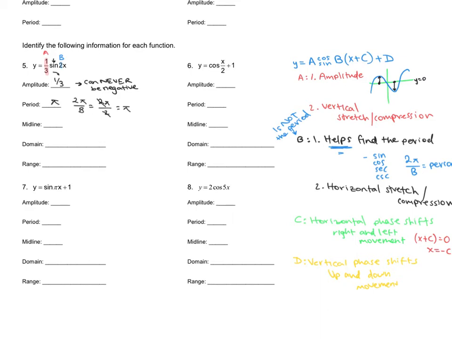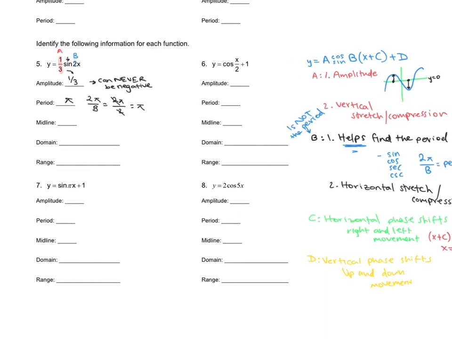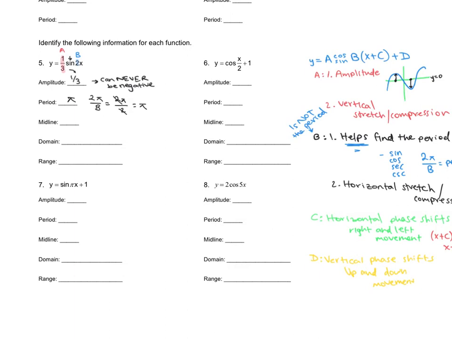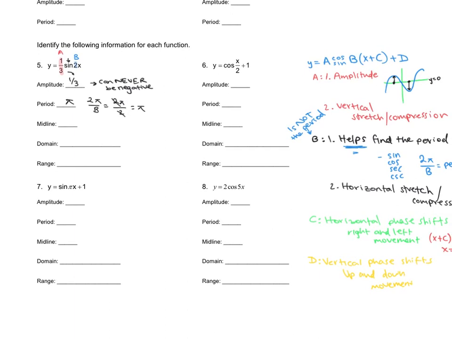Now the midline, it might be new information. So the midline is very easy. The midline comes directly from the D value. So whatever your D value is, that's going to be your midline. But the tricky thing about midline is that it is an equation. So the midline is y is equal to 0. So it's not just 0, it's y is equal to 0.